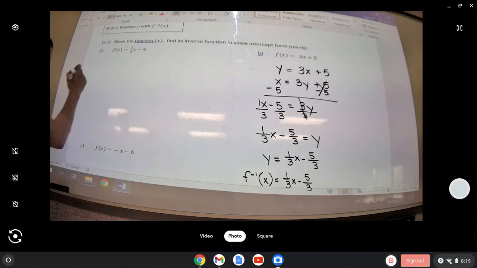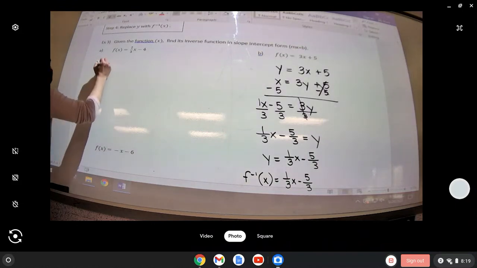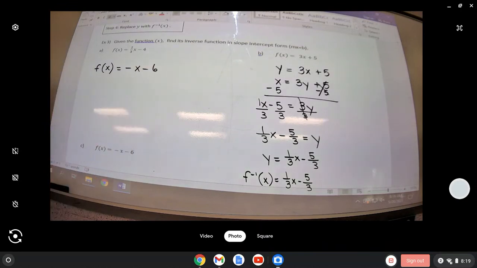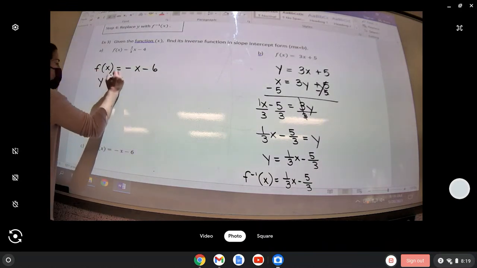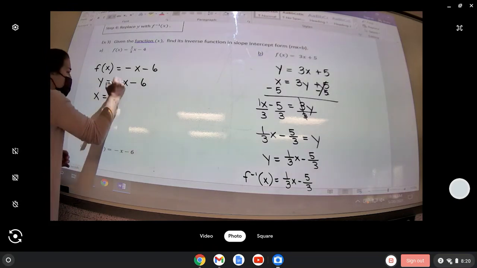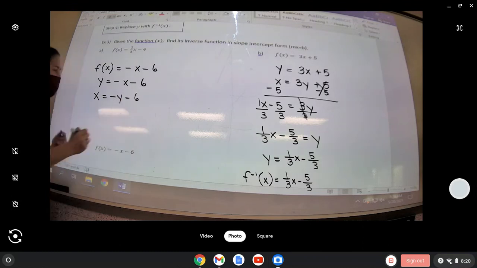Just going to do it up here. Right? First I replace f of x with y. Now I'm going to switch my x and y. I don't switch anything else. Don't switch signs. Don't do anything. You just switch x and y. This is now x, and this is now negative y minus 6. And now we just begin the resolving process.